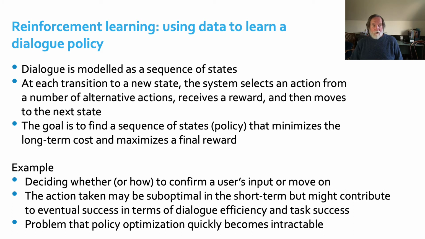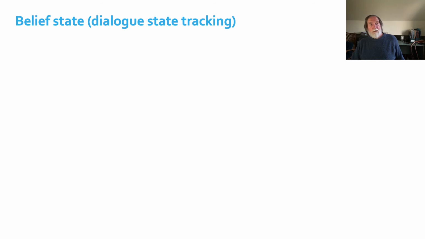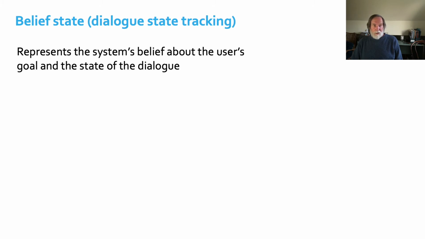The problem, however, is that optimizing a policy using reinforcement learning can quickly become intractable. Now, within this approach, and indeed in other advanced approaches to dialogue, there is what is called belief state tracking, or sometimes also dialogue state tracking. What this is doing is representing the system's belief about what the user actually wants, and also about the state of the dialogue so far, how things have been going.